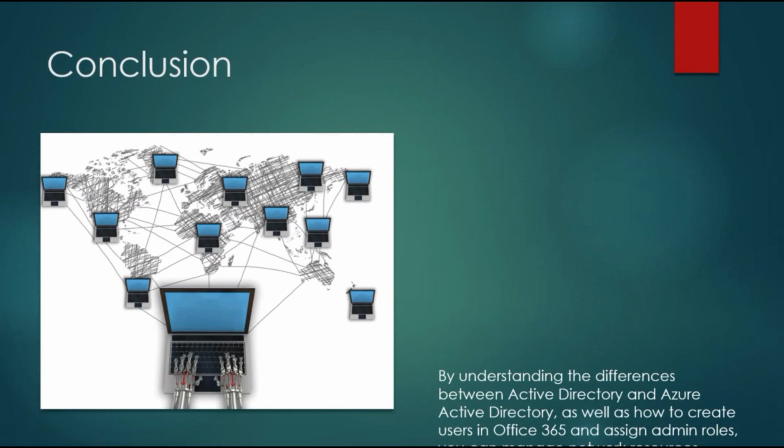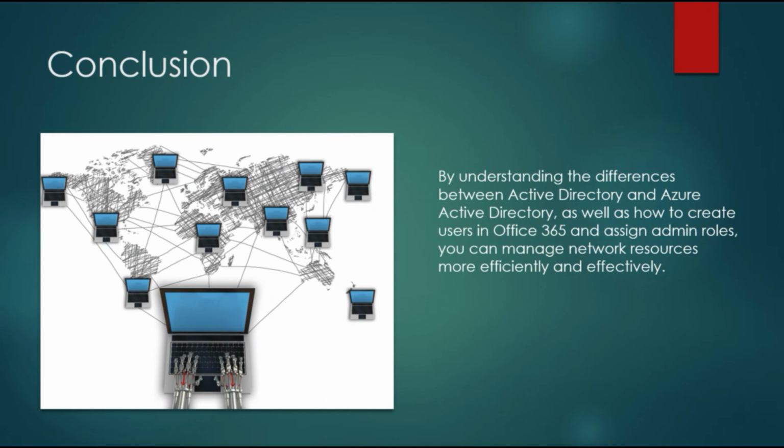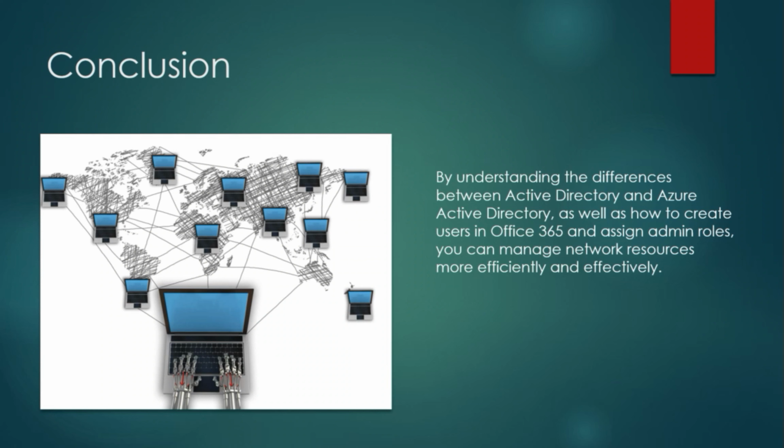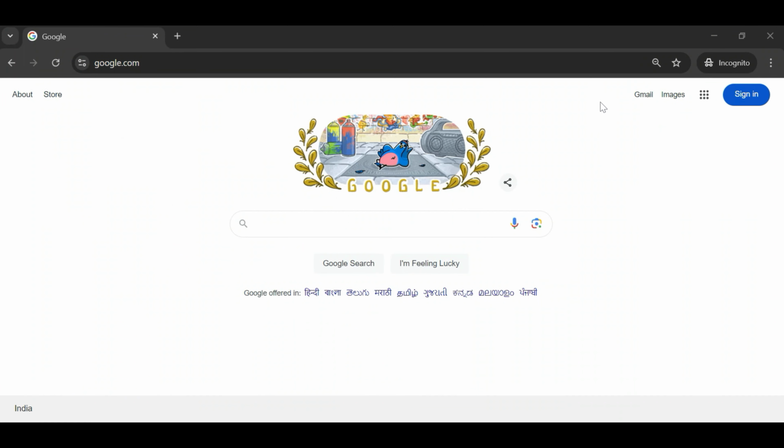Now let's see what we have talked about so far. Initially we covered the differences between Active Directory and Azure Active Directory or Entra ID, and then we delved into creating users in Office 365 and assigning different kinds of admin roles to them. Now by understanding these concepts, you can manage network resources efficiently and effectively. So that was all about the theory part. Let's move to the demo session where I'll show you how we can create users in Office 365 and assign admin roles to them. Let's go to Office 365 portal first.